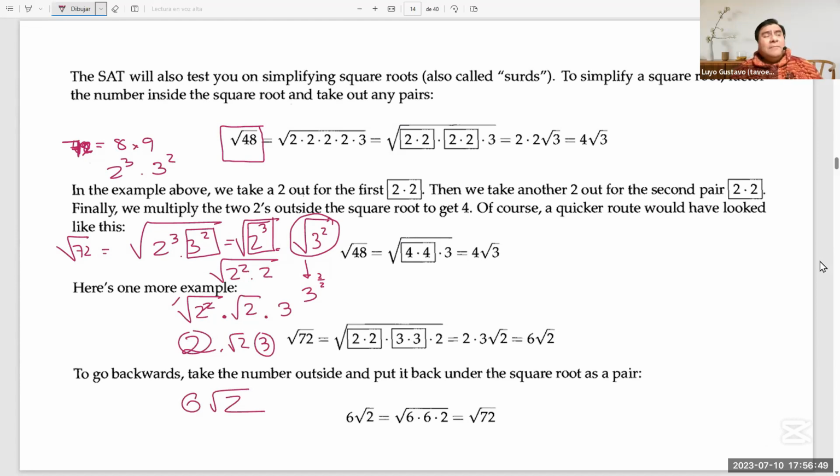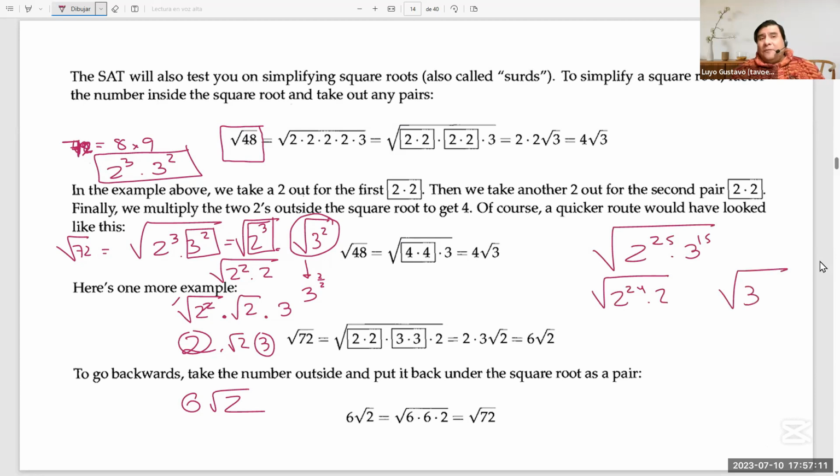No matter what the number is, from the prime factorization you can always separate first the power with the highest even exponent. For example, imagine they give you 2 up to 25 times 3 up to 15. You can say this is the same as 2 up to 24 times 2, 3 up to 14 times 3, because 24 plus 1 is 25, 14 plus 1 is 15. Once you have this, split the roots of the product.